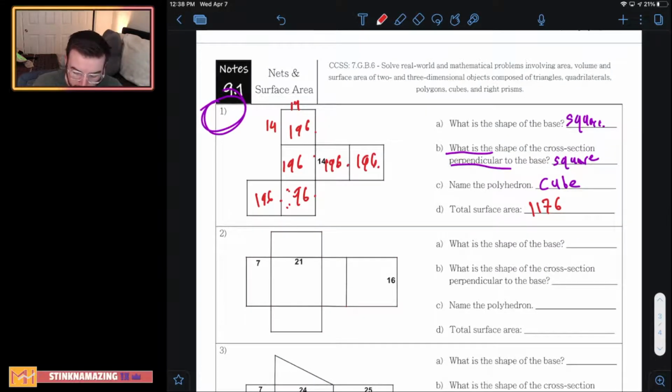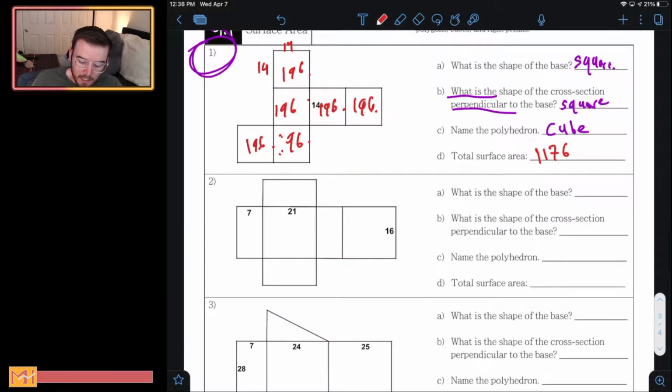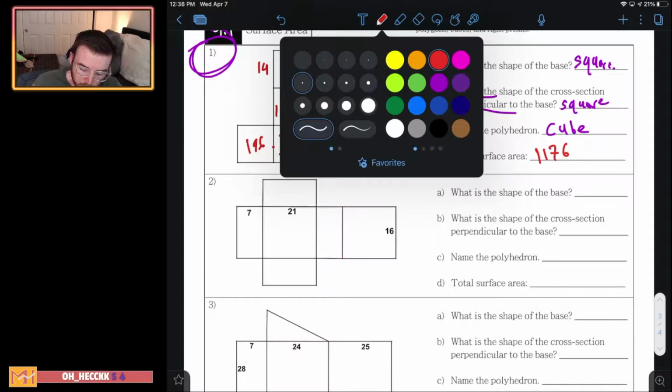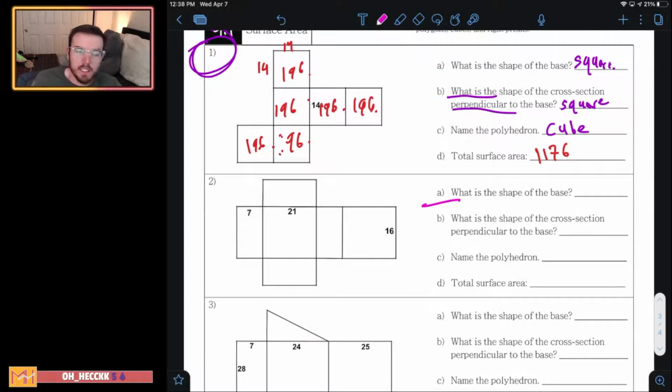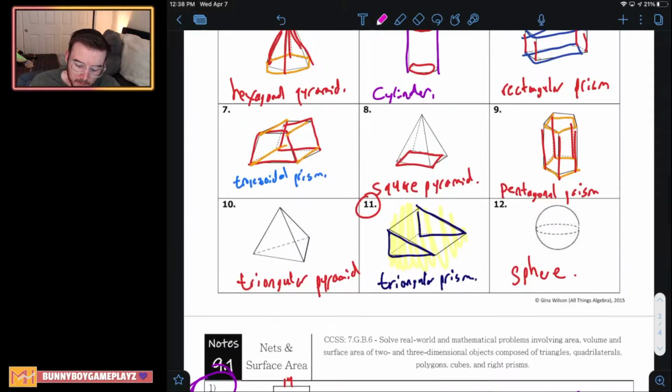16 minutes. I really only asked the one question, right? Let me give you a hint and ask you one more question, and that's going to be, what is the shape of the base? The base of a prism, it's always two congruent shapes that are connected together.